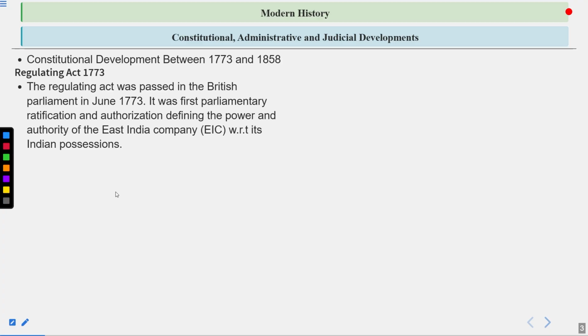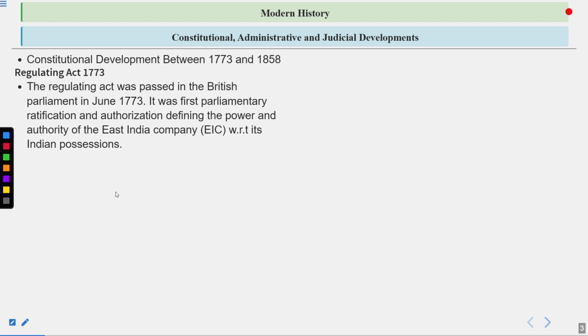So the Regulating Act was passed in the British Parliament in June 1773. It was the first parliamentary ratification and authorization defining the power and authority of the East India Company with respect to its Indian possessions. If we talk about the Regulating Act of 1773, you must know one thing first of all: in 1765, the Treaty of Allahabad was signed. Basically, there were two treaties of Allahabad signed. One was with Shuja-ud-Dawla, the Nawab of Awadh, and one was with Shah Alam II.